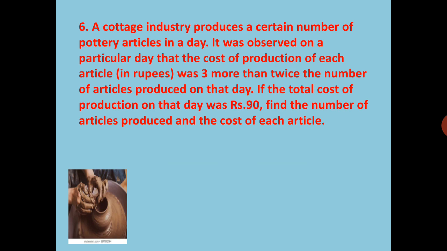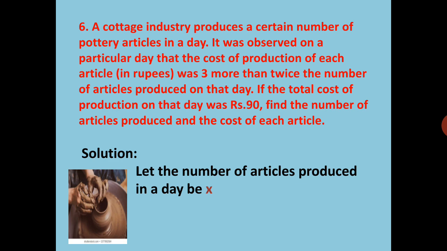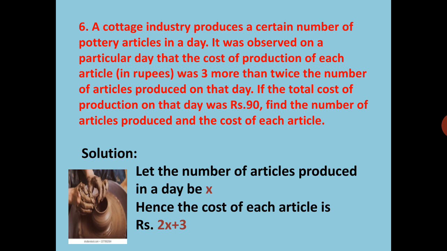If the total cost of production on that day was rupees 90, find the number of articles produced and the cost of each article. Now, let's begin with our work. We are going to consider the number of articles produced in a day to be x because the cost is more than that. So, solution, let the number of articles produced in a day be x. Hence, the cost of each article will be 2x plus 3. It is 3 more than twice. So, 2x plus 3.